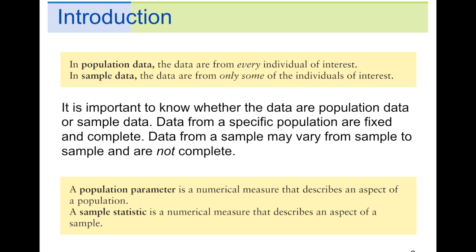Population versus sample. Population is every individual of interest. Sample data is only some of the individuals of interest. So, as an example, using the Everest one, a population would be all the people that have reached the summit of Mount Everest. A sample would be a randomly selected group of the people who have reached the summit of Mount Everest.